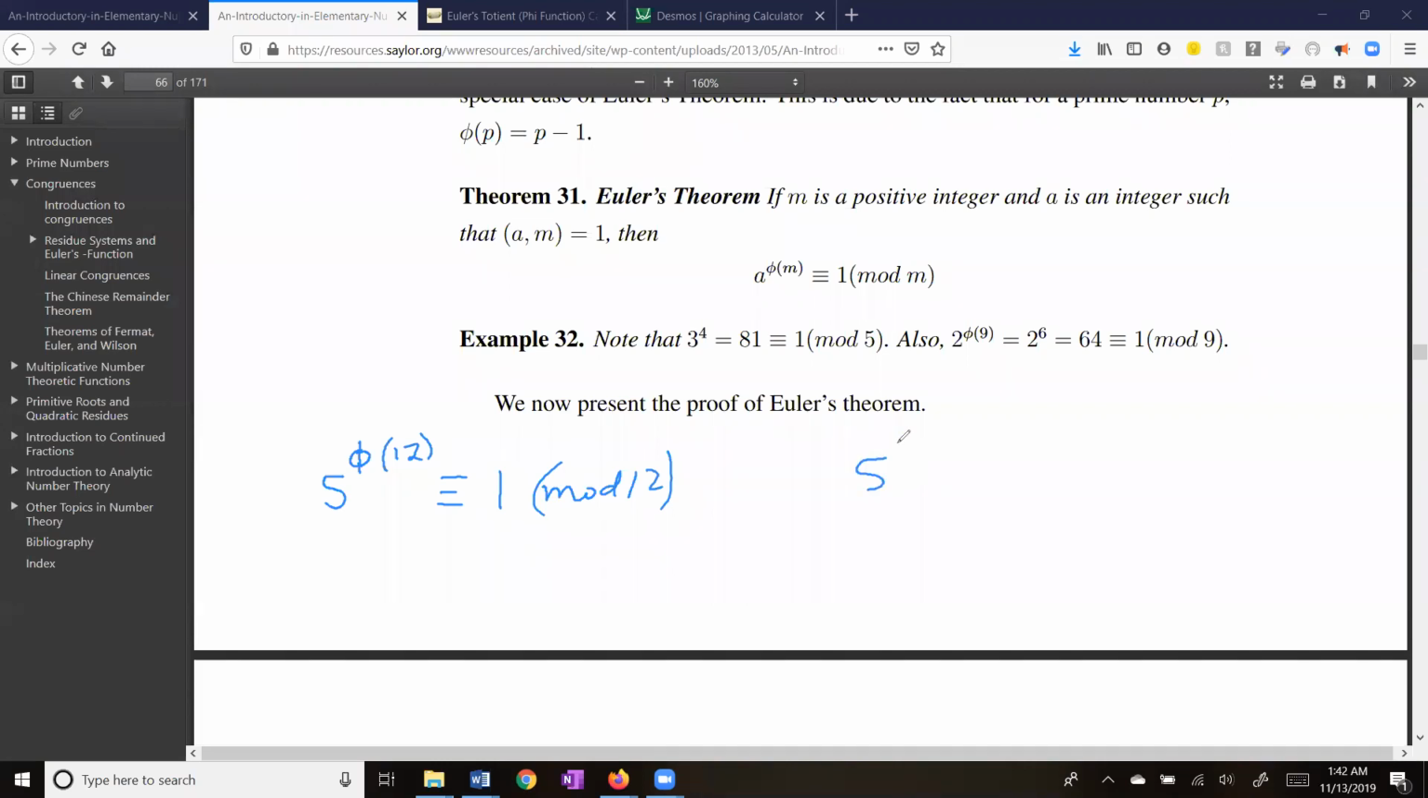Well, 5 to the fourth power is 625, and that is congruent to 1 mod 12. But it turns out that we didn't really have to take it all the way to the fourth power. The second power would have been good enough. 5 to the second is equal to 25, and if I subtract multiples of 12 from that, I do get 1 mod 12.